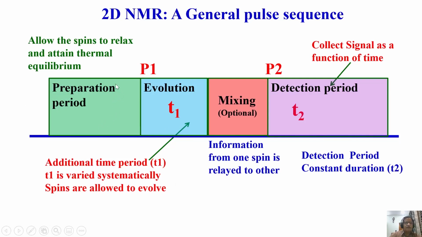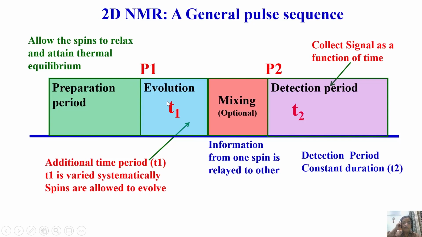First, in the preparation period, what happens is we allow the spins to relax and attain thermal equilibrium. So we prepare the spin system for doing a specific experiment. We allow the spins to relax here and attain thermal equilibrium, do whatever you want for the next pulse to be applied, and what information you want to get in this pulse sequence. Basically, in most of the cases, the preparation period is for allowing the spins to relax and attain thermal equilibrium. Of course, P1 and P2 are the pulses we apply for this. Let us not worry about it. We will discuss only the time periods.